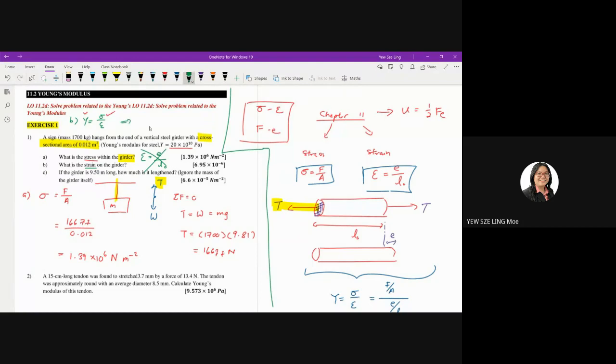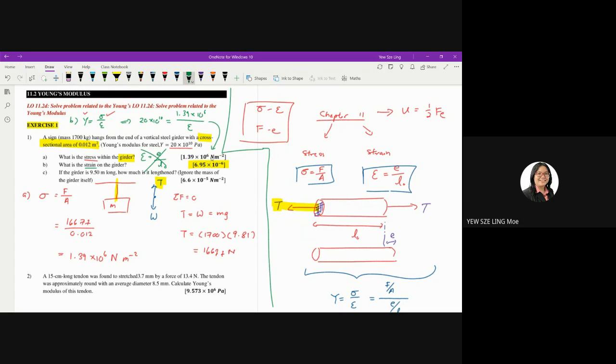Now let's substitute the values. So Y is equal to 20 times 10 to the power of 10, which is equal to sigma, 1.39 times 10 to the power of 6, over epsilon. Rearrange the equation, then you should be able to obtain 6.95 times 10 to the power of negative 6. So that is the answer.